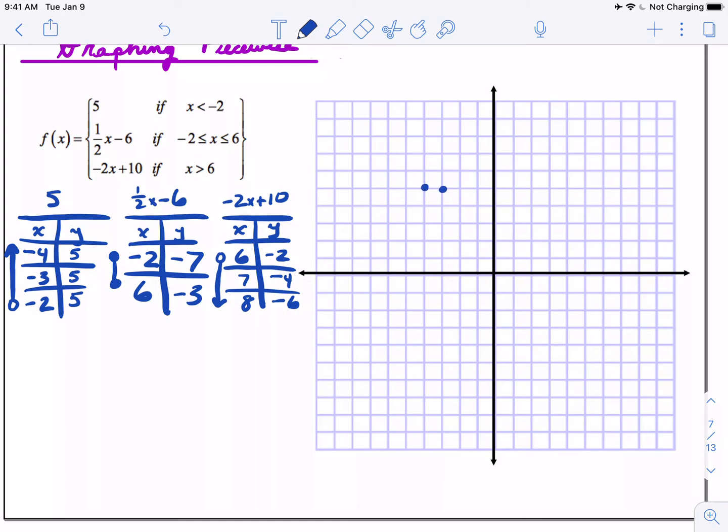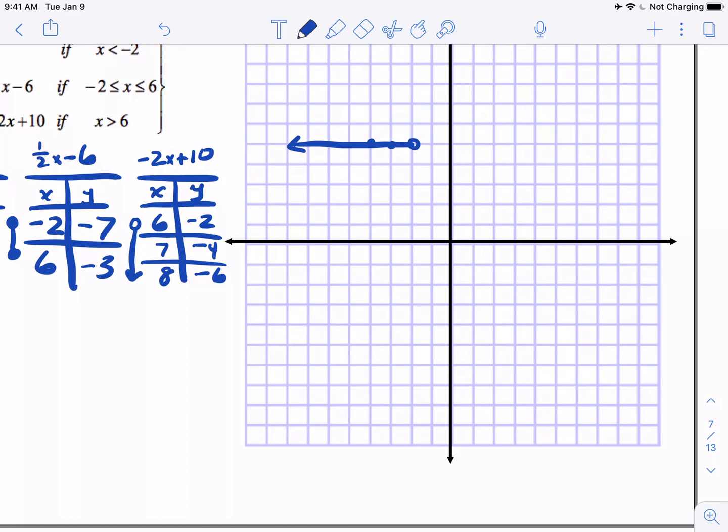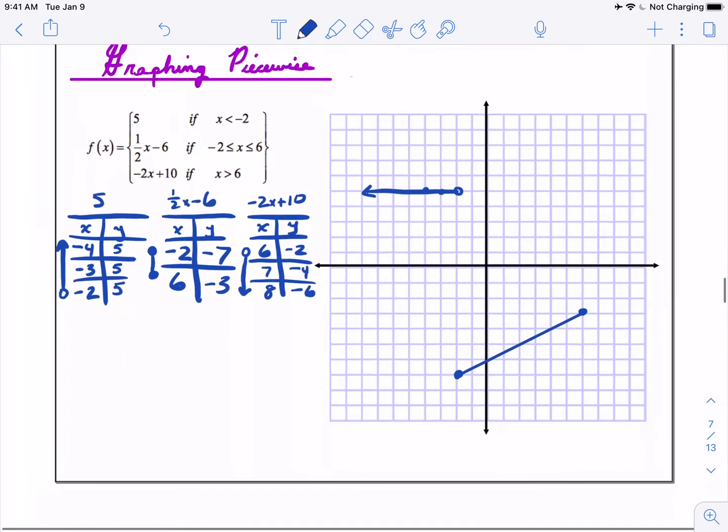And at -2, when you make an open circle, circle that point. You don't have to make it massive or too exaggerated, but you do want to make sure it's clear that it's not a regular dot. For half x minus 6, I'm going to plot -2, -7, and connect those. Those are both normal, closed circles. I usually make them a little bit bigger than a normal point, just so you can see it. And then 6, -2 is open. Circle that point.